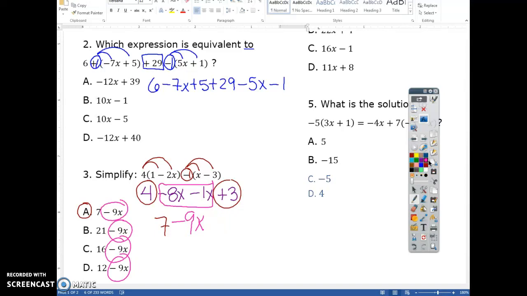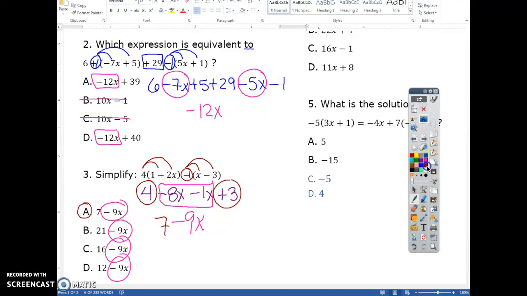What can I combine? The x's. So I have a negative 7x minus 5x. What's negative 7 minus 5? Negative 12x. Okay? And there's two answers that have negative 12x. So it's not B and it's not C.